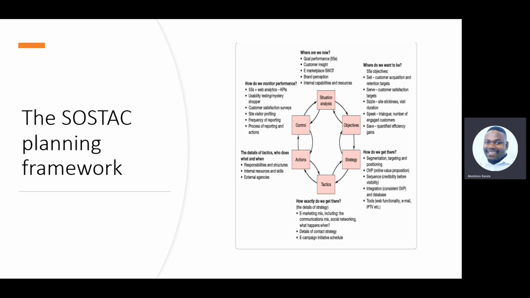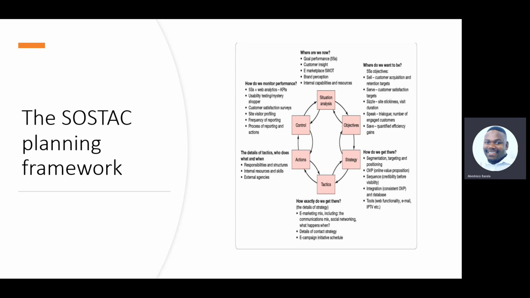Then, once you know where you are now through situation analysis, and you know where you want to be through the objectives that you have come up with, remember, guys, in your F2, you are going to be talking about the objectives that you've been asked to come up with. Now you have the objectives, you need to ask yourself, how do we go there? How am I going to achieve those objectives? That's where strategy fits in. Strategy talks about how the goals are going to be achieved.